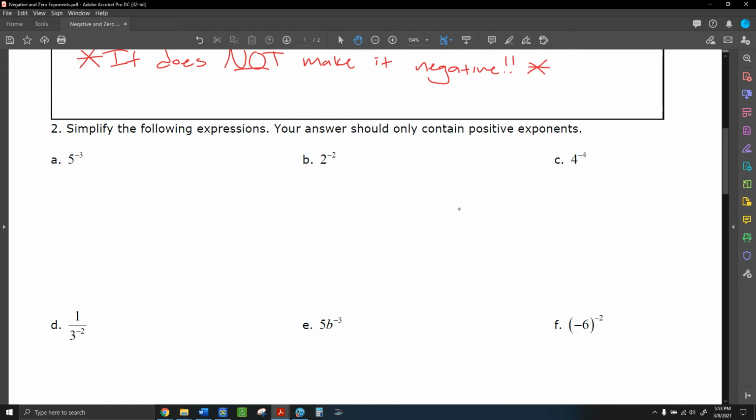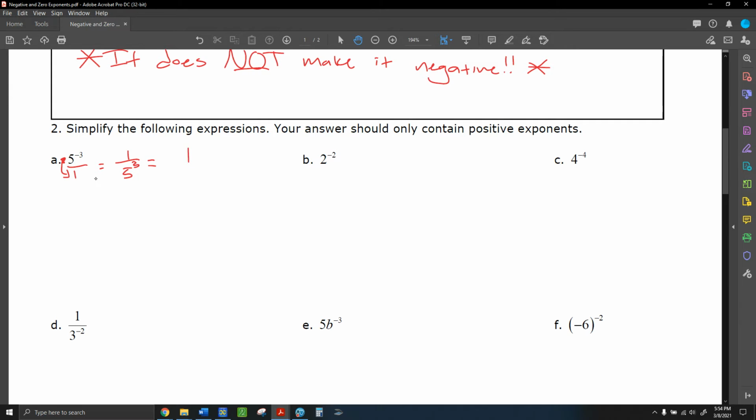So here we have 5 to the negative 3. Now, what we're going to do is we're going to write this as a fraction. We can take anything and put it over 1. So the negative exponent here tells us we're going to flip this fraction around. So we're going to flip this. So we have 1 over 5 to the, but now we have to make the exponent positive. So we have 1 over 5 to the positive 3.